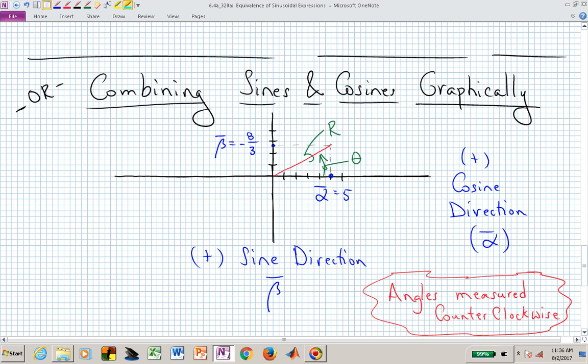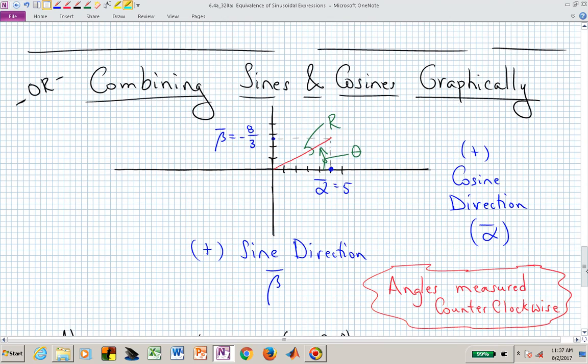That now will give us the horizontal and vertical dimensions of this rectangular box. The box now, we can create the diagonal of that box, and that's the amplitude of our single cosine. R is now just the hypotenuse of a right triangle with legs of 5 and 8/3, and the angle theta now is measured positively with respect to this cosine direction that's positive to the right, and it's positive in the counterclockwise direction. So now we have theta is going to be the inverse tangent of this distance of 8/3 divided by 5. And that's now this inverse tangent of 8/15. And that angle now becomes 28 degrees.